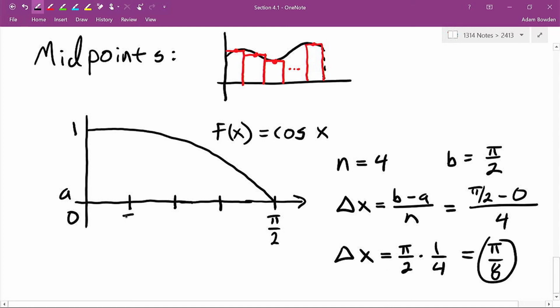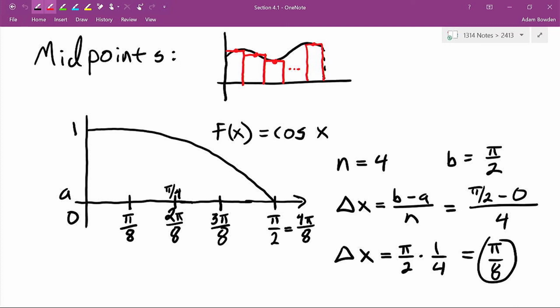So let's lay out the numbers here. We'll have pi over 8, 2 pi over 8, which is basically pi over 4, in other words, 3 pi over 8, and then there'll be 4 pi over 8 at the end, which is the same thing as pi over 2.